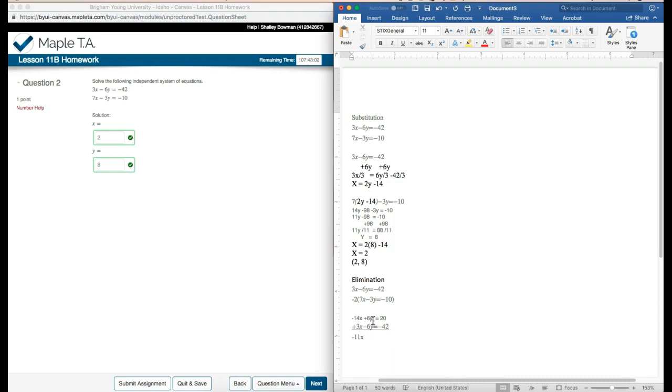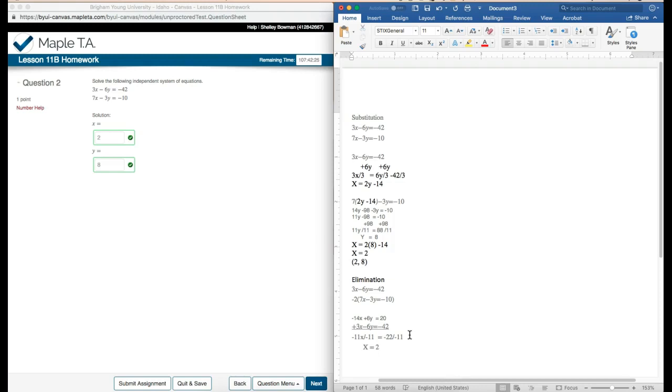Now I have a positive 6y and a negative 6y, which when I add are gone, and that was the goal here, because now I only have 11x here. And then I'm going to add positive 20 and negative 42, which gives me negative 22. And to solve for x, I divide both of these by negative 11. And then I get x equals negative 22 divided by negative 11 gives me positive 2.